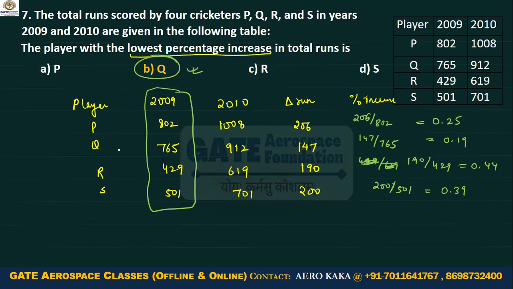In this particular case, the increase is lowest in Q, and the percentage increase is also lowest in Q, but it is not always the same case. So you have to be careful whether the percentage is asked or simply the lowest increase in total runs has been asked. Let's look into the next question.